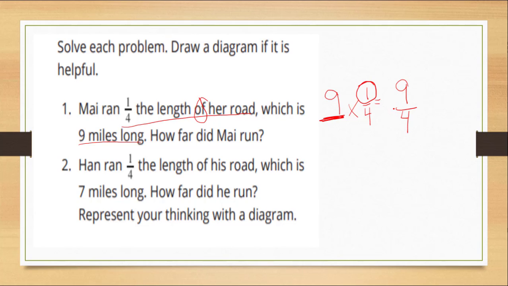Let's look at number 2. Han ran 1/4 the length of his road, which is 7 miles long. How far did he run? Okay, he ran 7 times 1/4 because it was 1/4 of his road. So we have 7 wholes times your 1 numerator is 7. So 7 times the 1/4 would be 7/4.